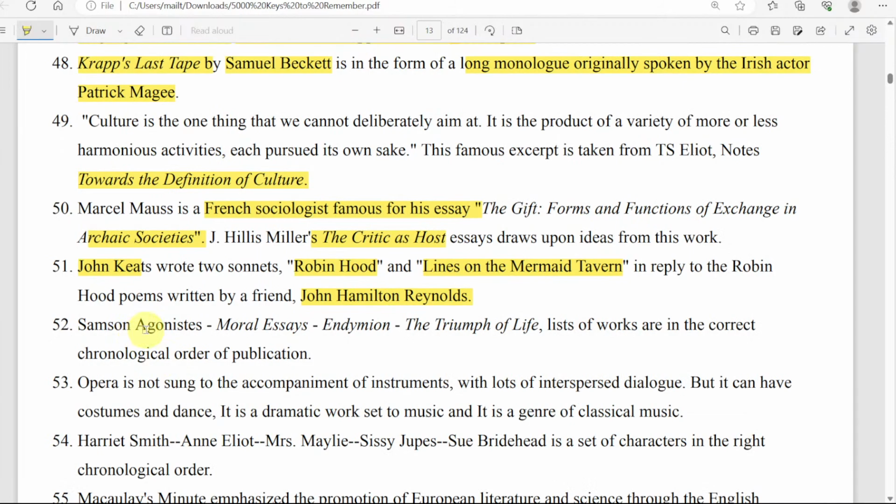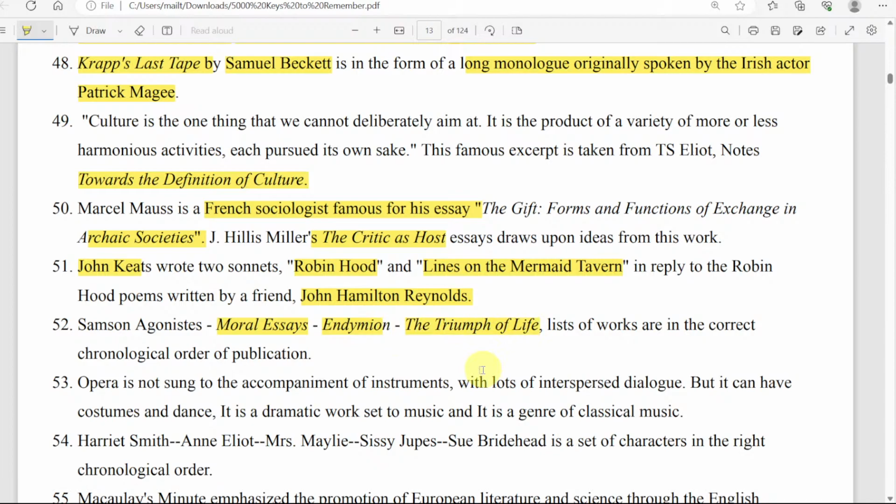And Samson Agonistes is what? These are all here in chronological order. The first one was Samson Agonistes, and then we have Mores or Lesses, then Endymion, and The Triumph of Life that I told you, right?